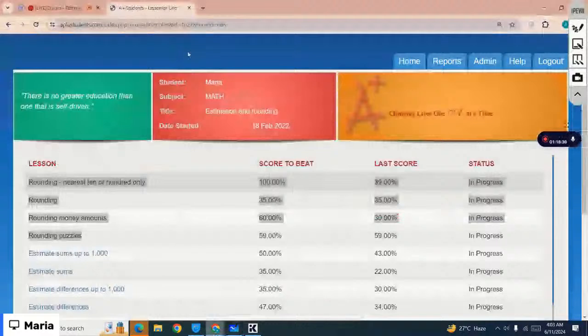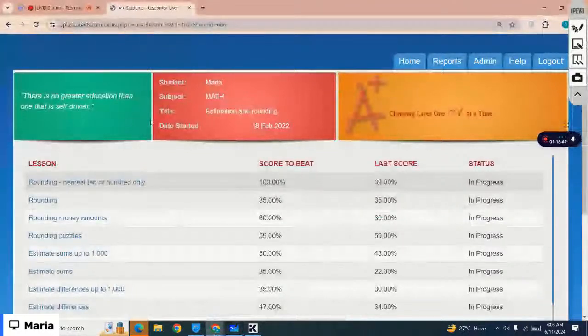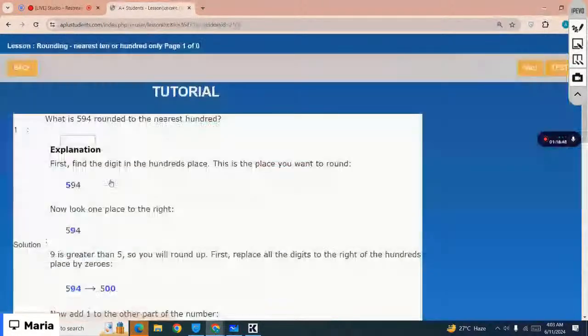Here I am on grade 3 math. The chapter we are on right now is estimation and rounding. Let's just start with the first lesson, that is rounding nearest 10 or 100 only. What is 594 rounding to the nearest 100? So you have to round off 594 to the nearest 100, right?